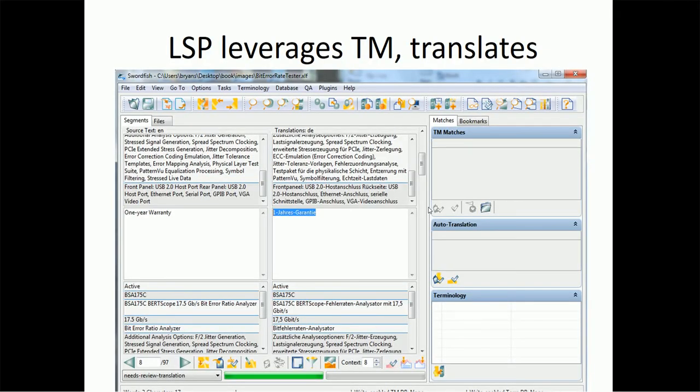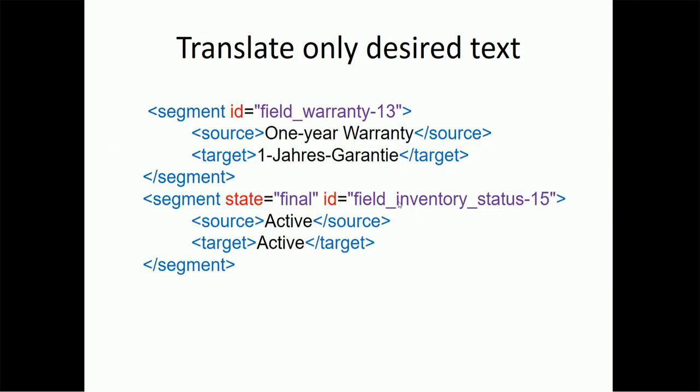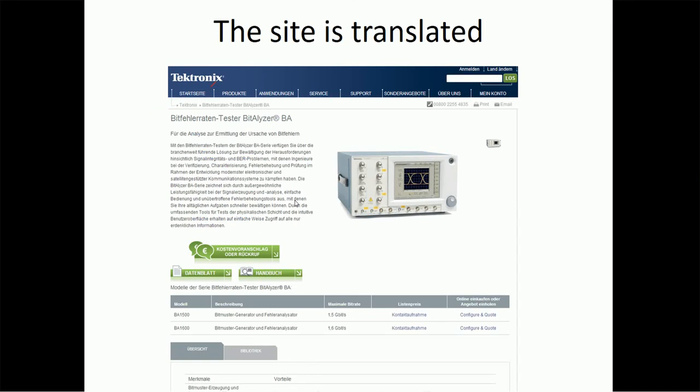The localization service provider leverages the translation memory and translates, and then we have the segment that we do want translated, and we have the segment that we don't want translated, not translated, because the state equals final prevents the translator from translating that. And then at the end of the day, we have our translated site.